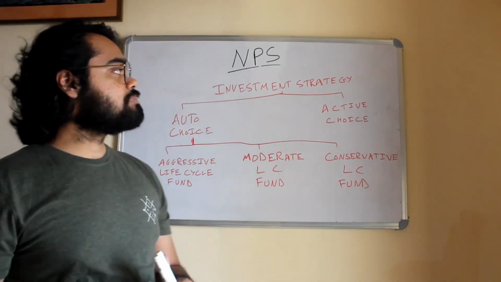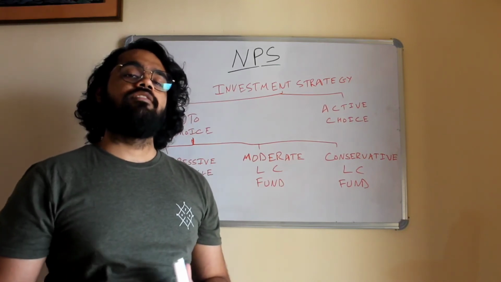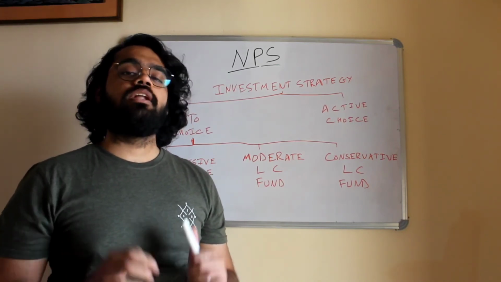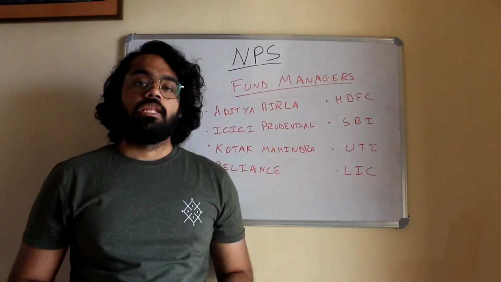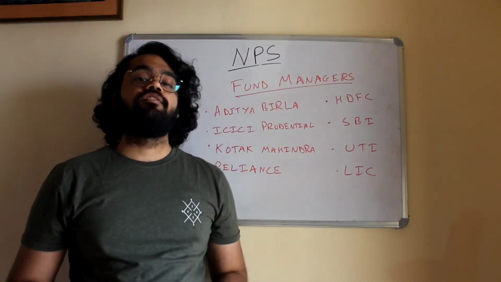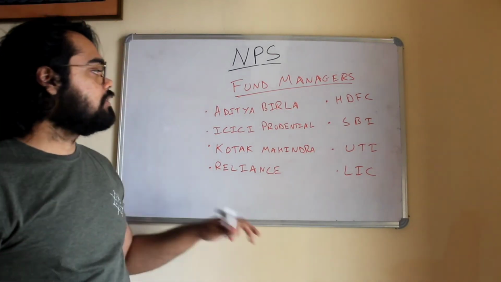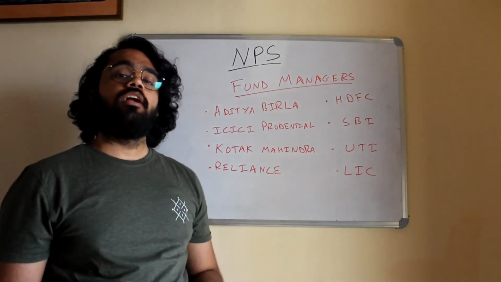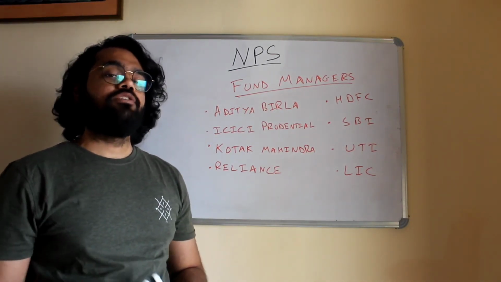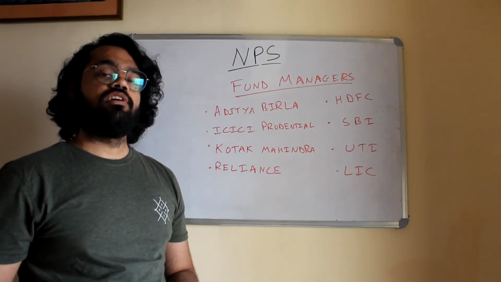So those were the investment strategies from which an investor can choose based on their risk appetite. There are eight different fund managers that an investor can choose from. These are the eight fund managers that are available under the NPS scheme, and you can choose any of them to invest your funds.